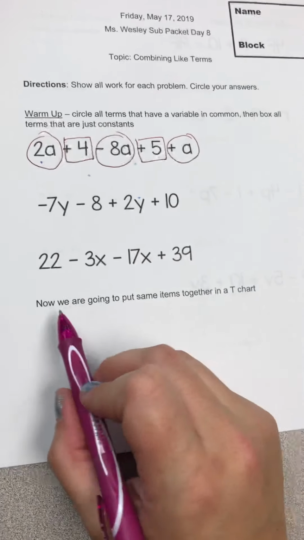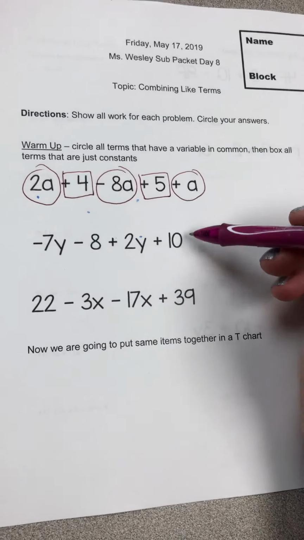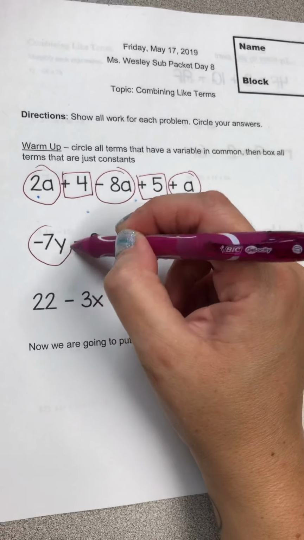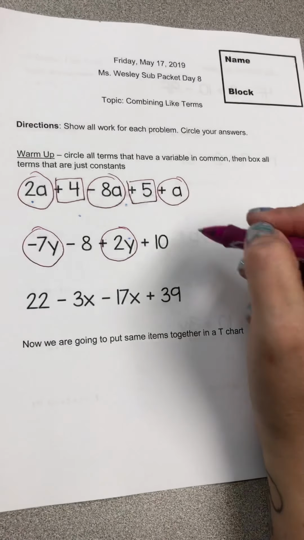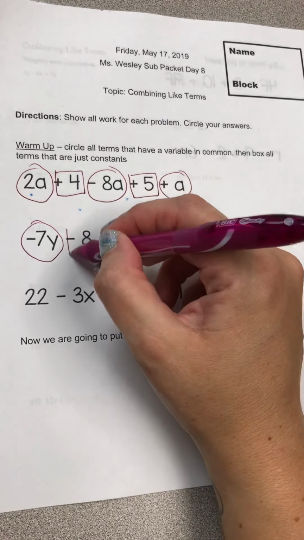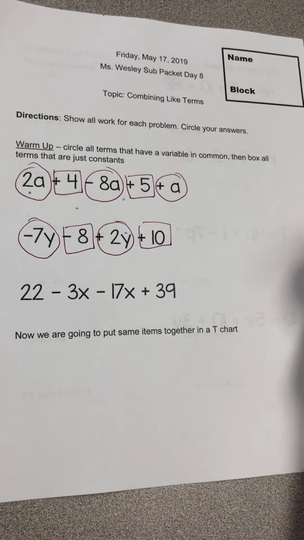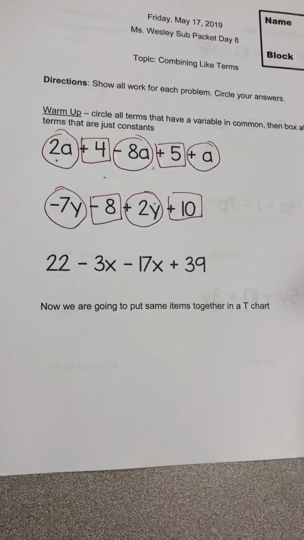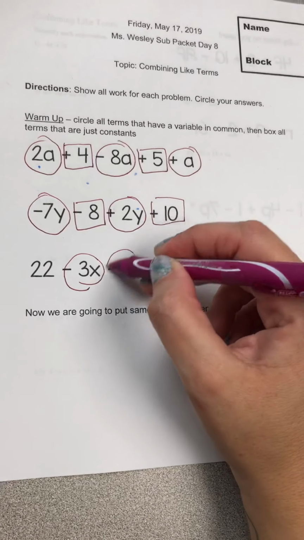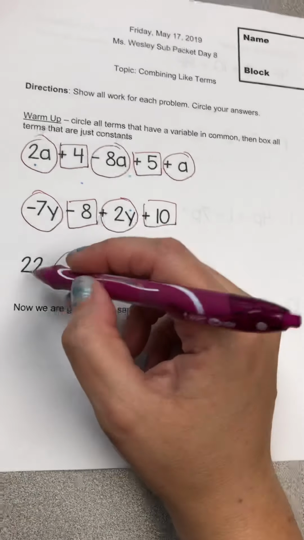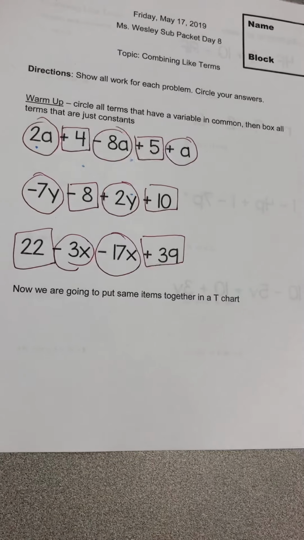So now down here it says we're going to put them, well, let's stay here. All right, so circle the ones that have the same term. So I've got a negative 7y, I've got a positive 2y. Okay? But then I'm going to box the constants. So I'm boxing negative 8, and I'm boxing 10. So down here again, I'm going to circle the ones that have a variable in common. So negative 3x, negative 17x, and then box the constants. And I'm keeping that operation symbol in front of it.